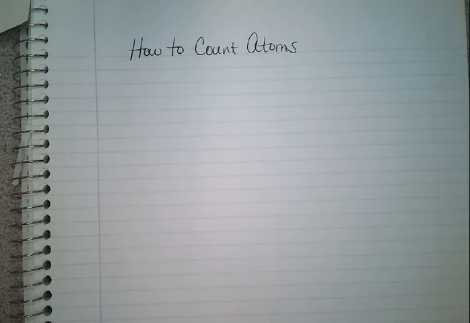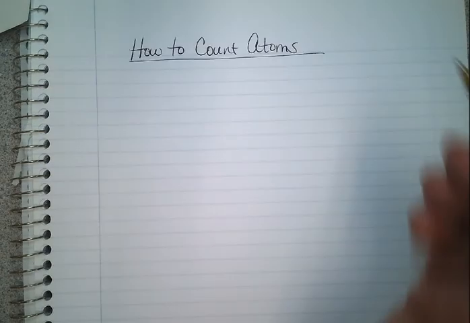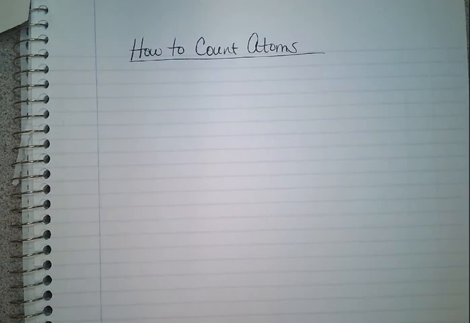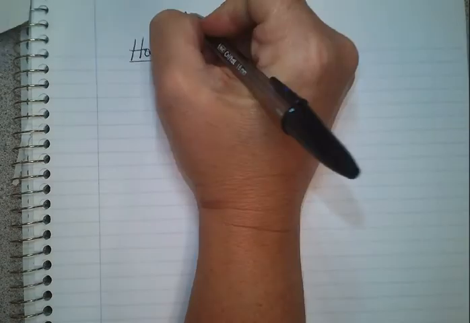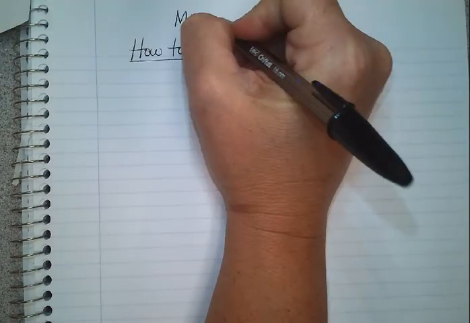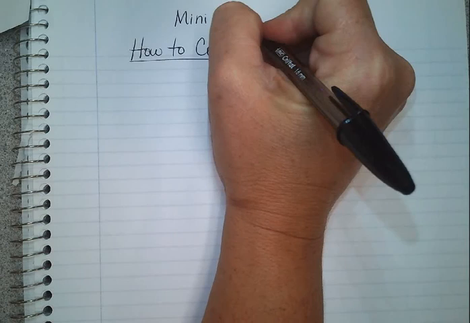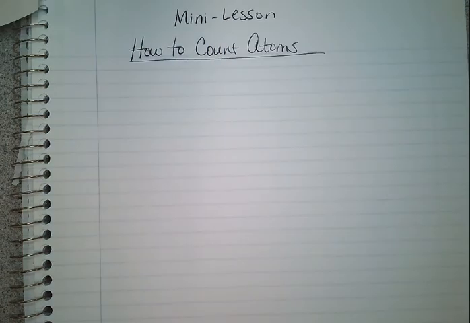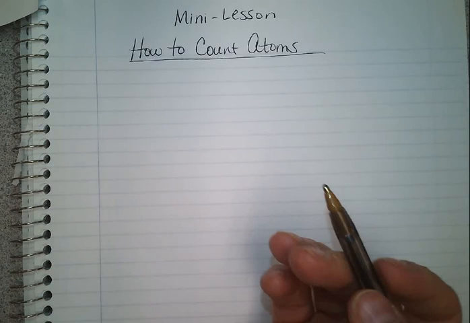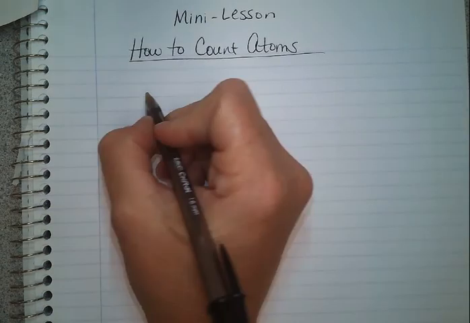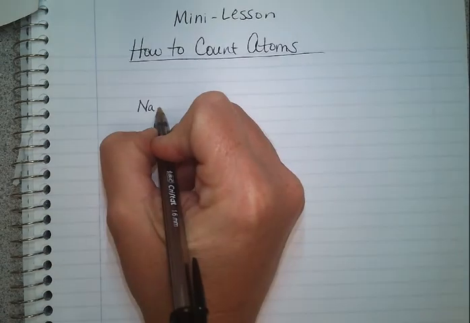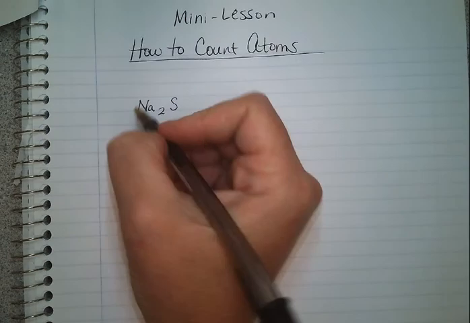All right, so this is a quick little mini lesson on how to count up your atoms. What's going to happen is we are given a chemical formula. My chemical formula, for example, may be something that looks like this. Okay? Let's do this. We'll put a big 2 in front of this as well.